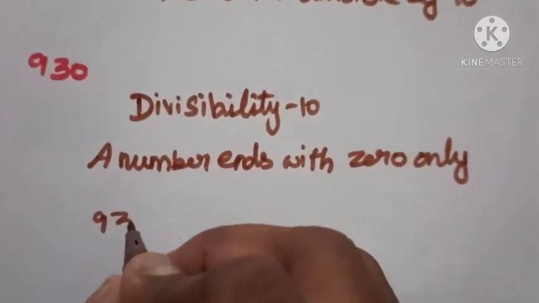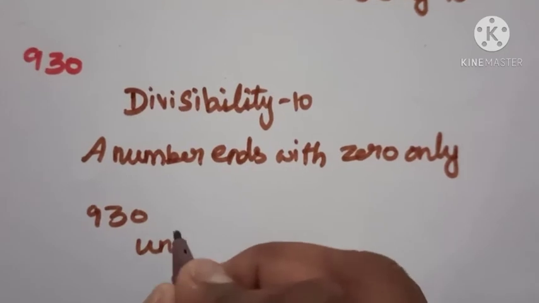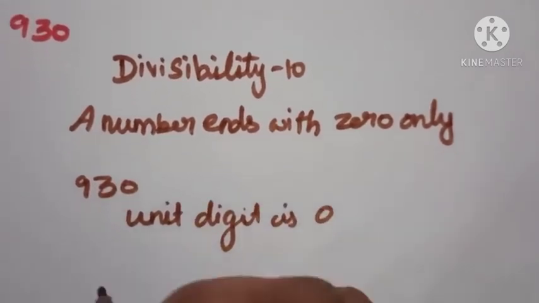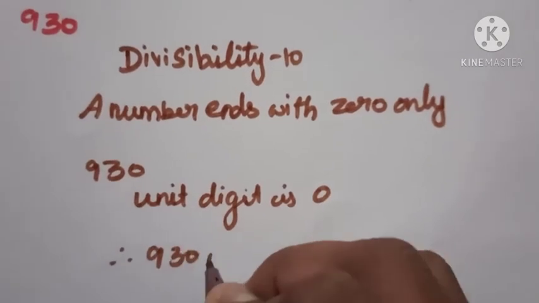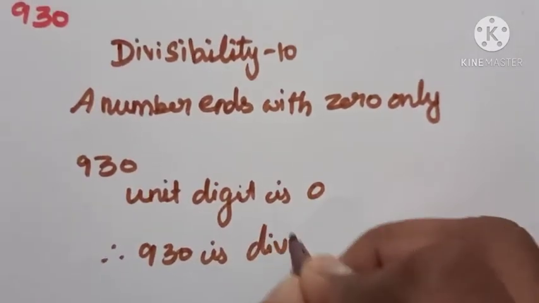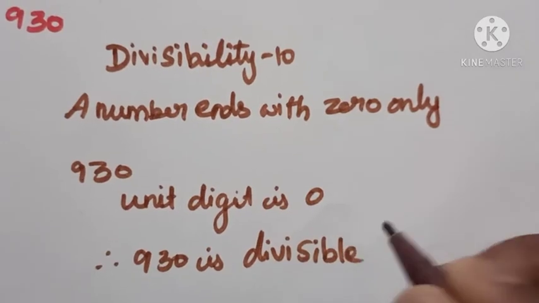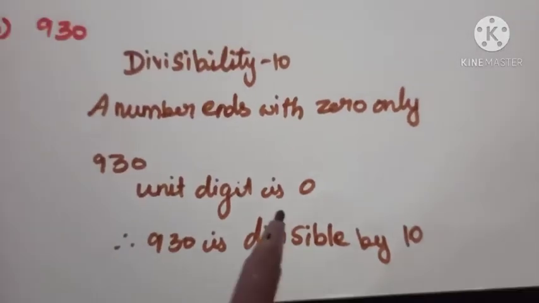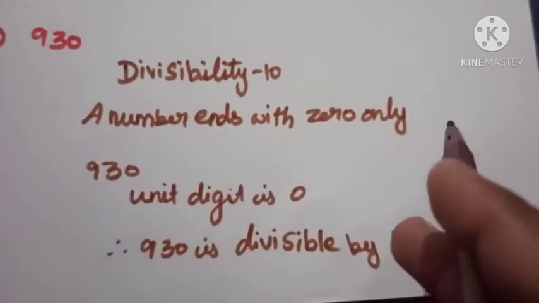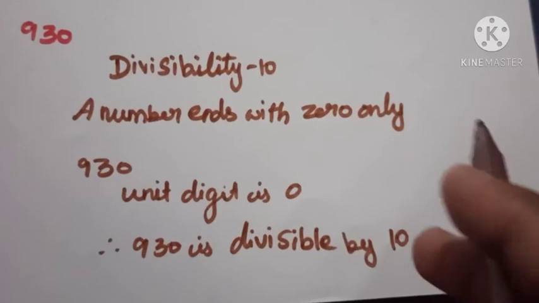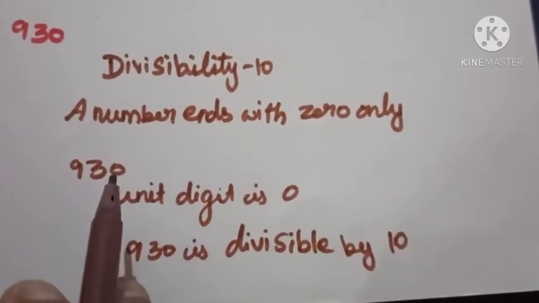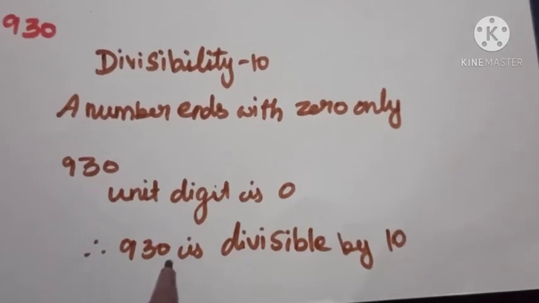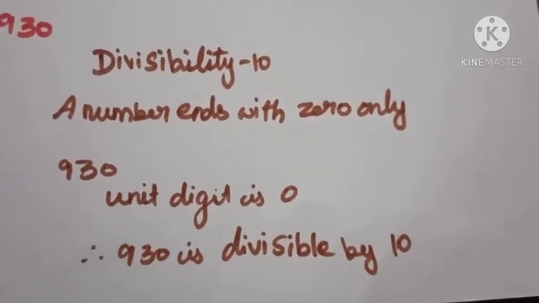So 930, the unit digit is 0. Therefore 930 is divisible by 10, because, as I already told, if a number ends with 0, it is divisible by 10. So 930's unit digit is 0, so 930 is divisible by 10.